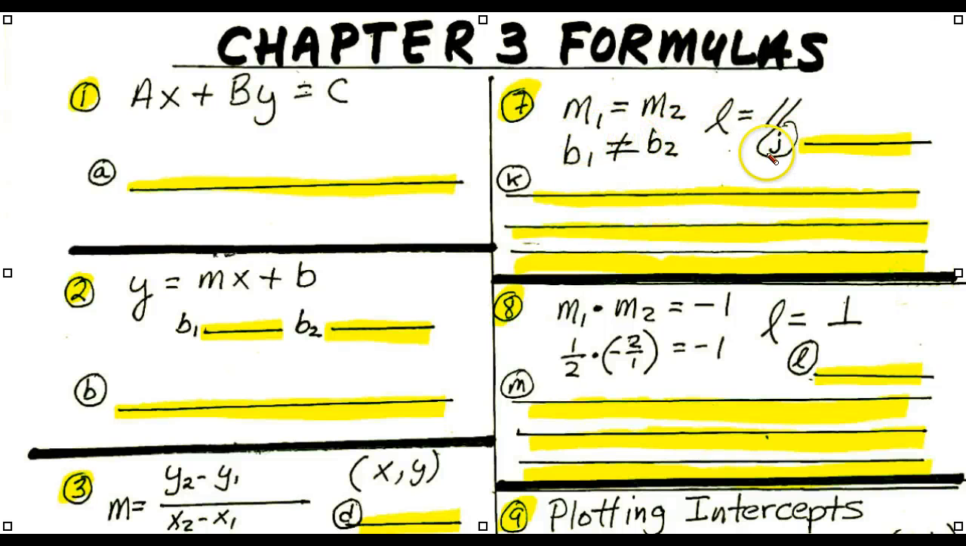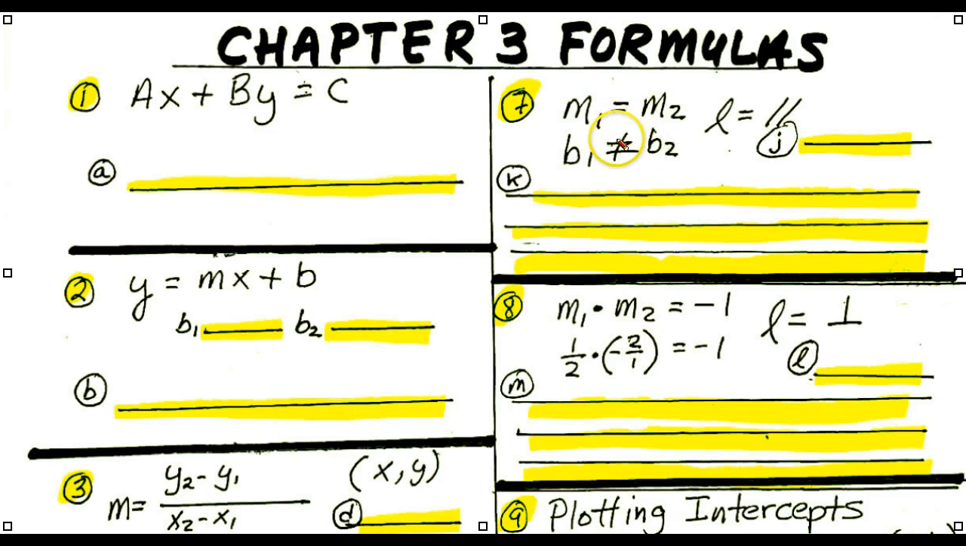Going to the right side now of our worksheet, a couple more examples of the kinds of things in formula form that we're going to be seeing in Chapter 3. We're calling this 7, and here we see the slope of one equation is equal to the slope of another equation, but the y-intercepts of the equations are not the same. So here, when we compare, the slopes are the same, but the y-intercepts are different.